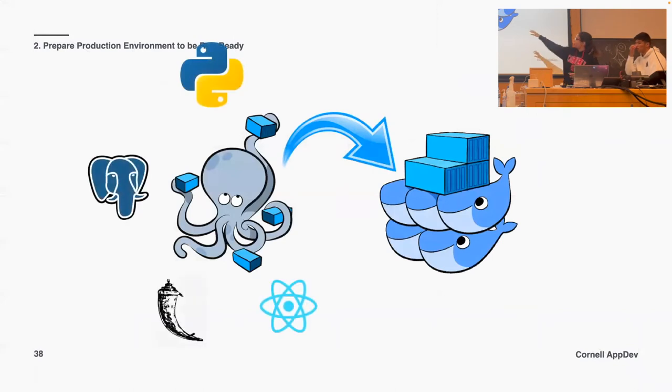So essentially you have your cute little octopus, and that cute little octopus is juggling several containers. You might have Python in one, the different applications, and that's all condensed into that one.